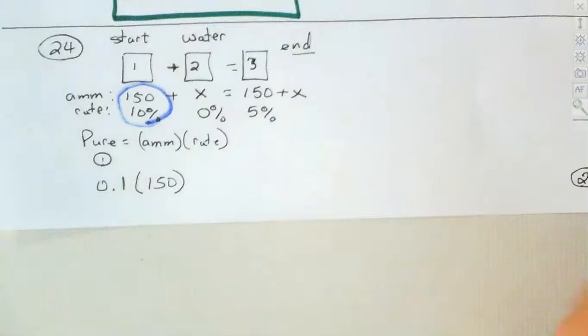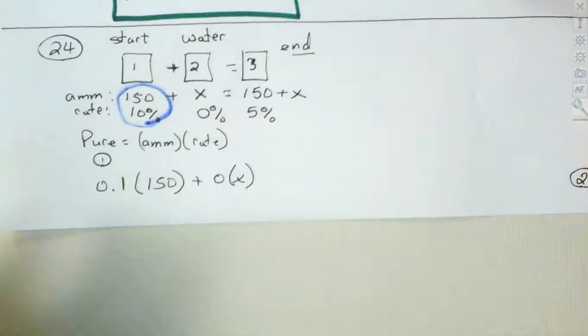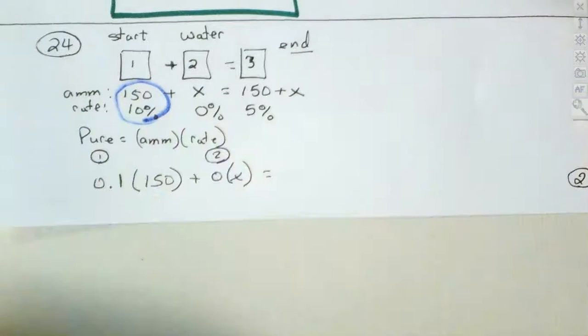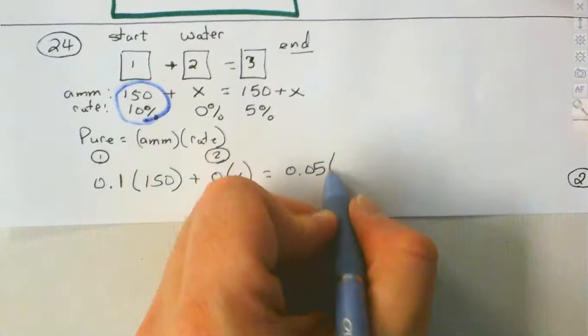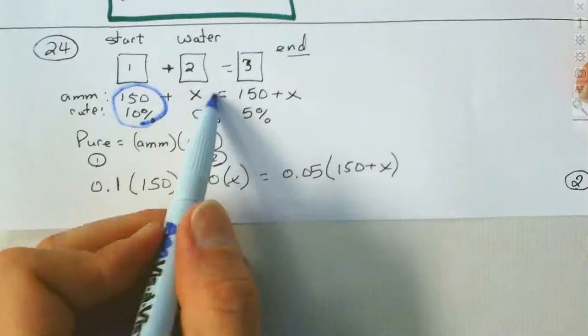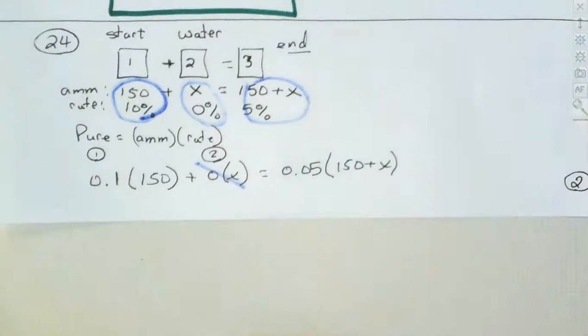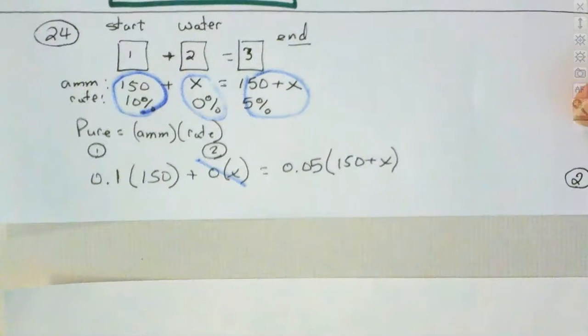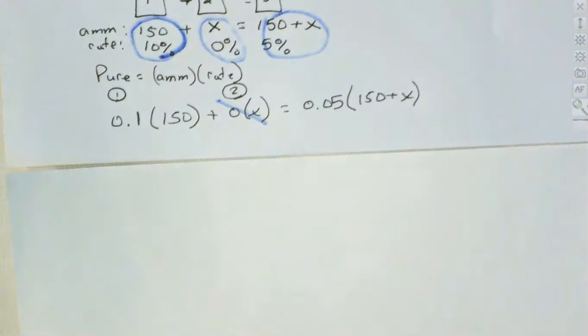Okay, that's box 1. What about the next one? 0%, so that's 0 times x. And what does it equal on the other side? Yep, 0.05, 5%. And how much is in there? 150 plus what? X. Okay, these go together, and those go together. Now, what about 0 times anything? That's gone. I'm not going to solve it, because solving it is not where students struggle. The problem is always the setup. So why waste a lot of time solving these right now, when we're focusing on the setup.